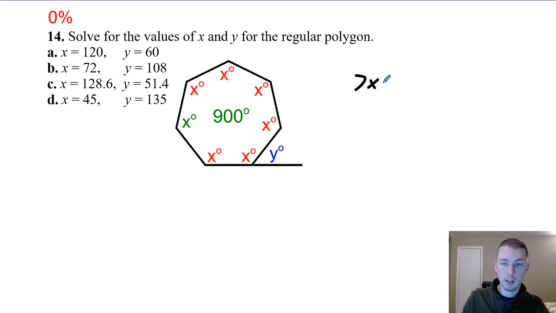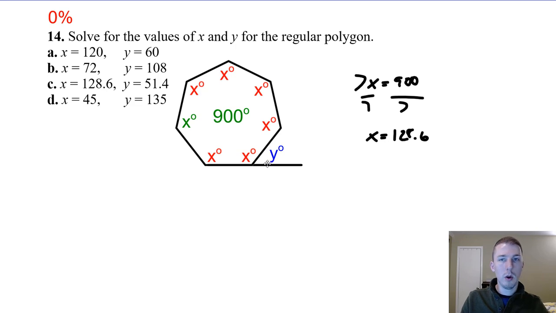So we have 7x is equal to 900. So we divide both sides by 7, leaving us with x is equal to, I think it's 128.6. Yeah, all right, 128.6. So if that's one of these interior angles, what would y be? Well, the y would be the supplement of that, right? So it's going to be 51.4, so our answer would be C as in Charlie.